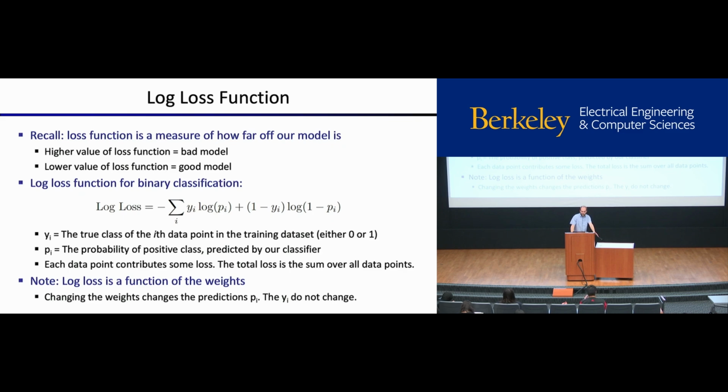The yi's are given. This is the data set. This is what we're trying to predict. We don't have control over that. What we're trying to do is come up with the w's that make the p's be as good as possible for predicting the y's.